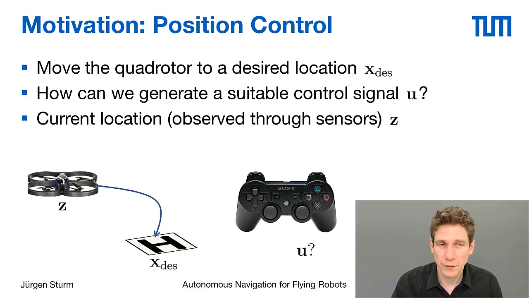And you could not do this blindly. You need to know, of course, where the robot is at the moment, and then you can compare this current location that you will have to observe through sensors somehow with your goal location, and then based on the comparison of these two, you can generate a suitable control signal.